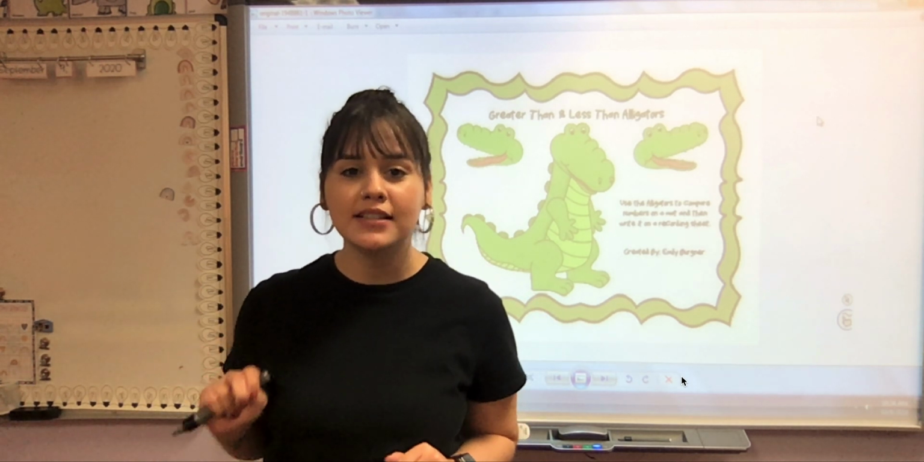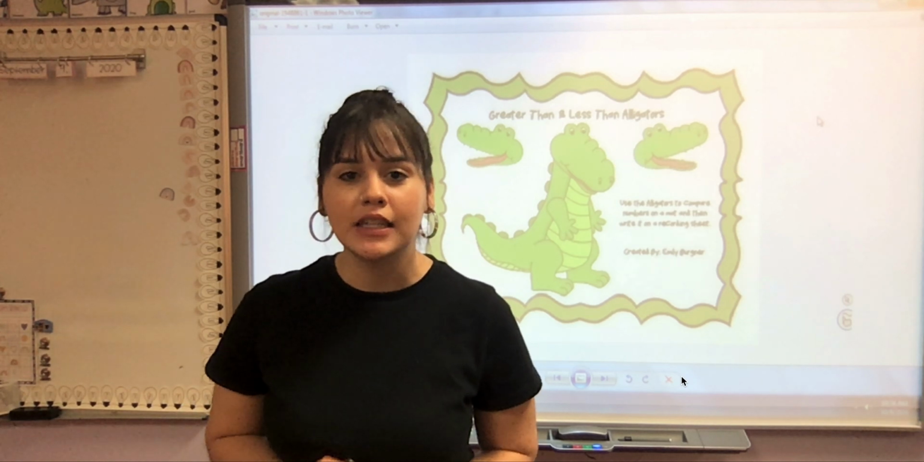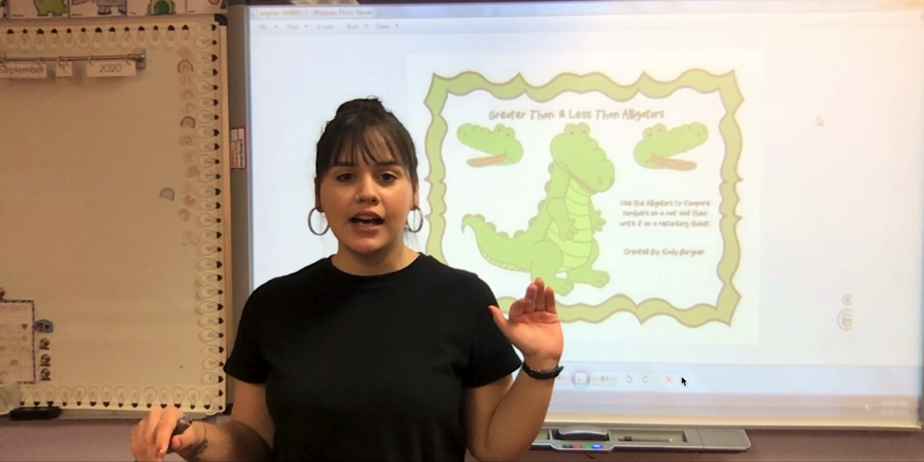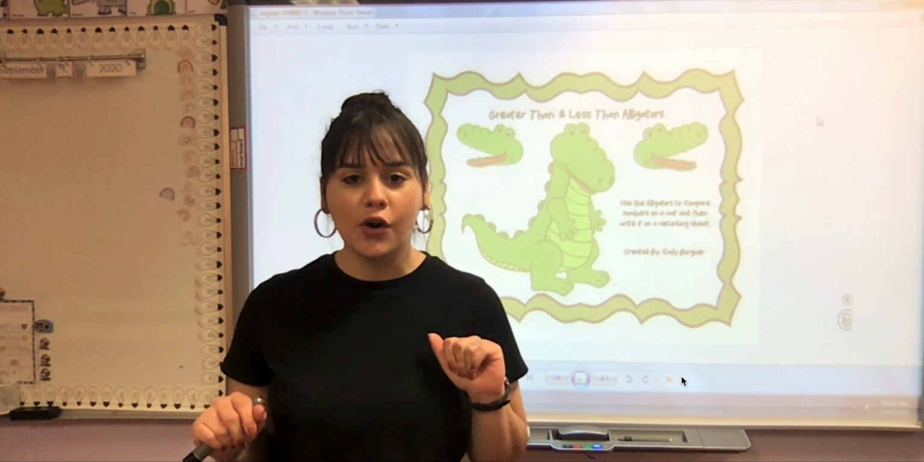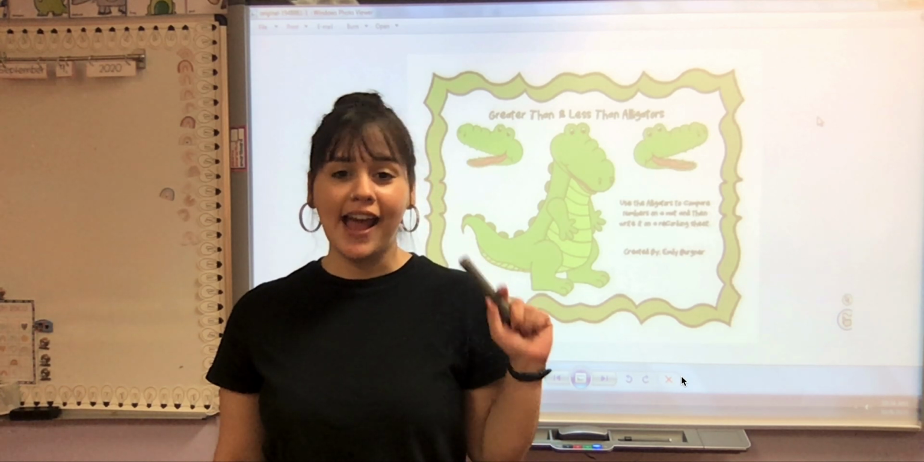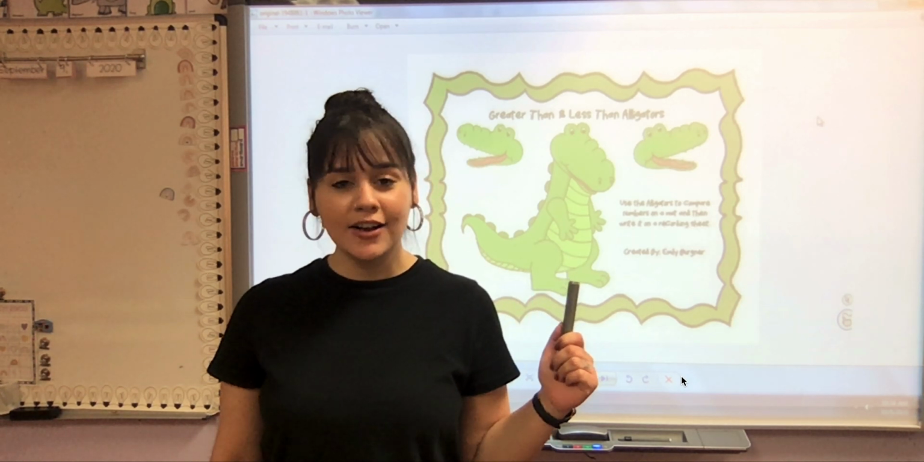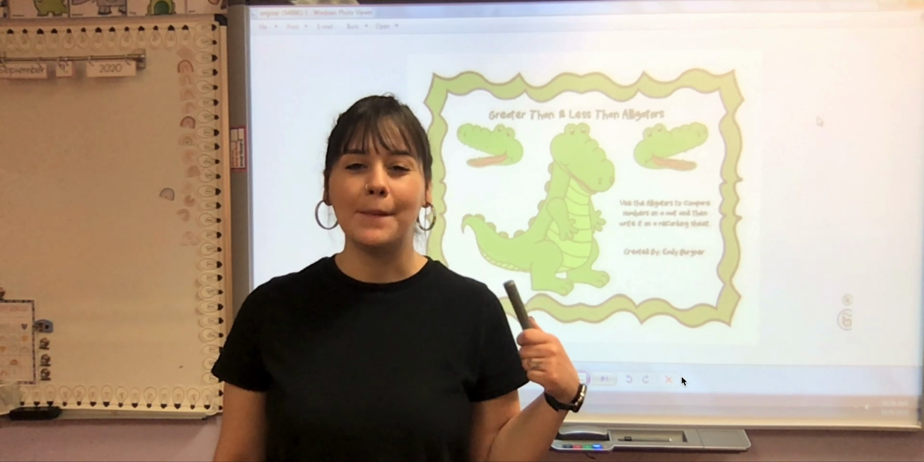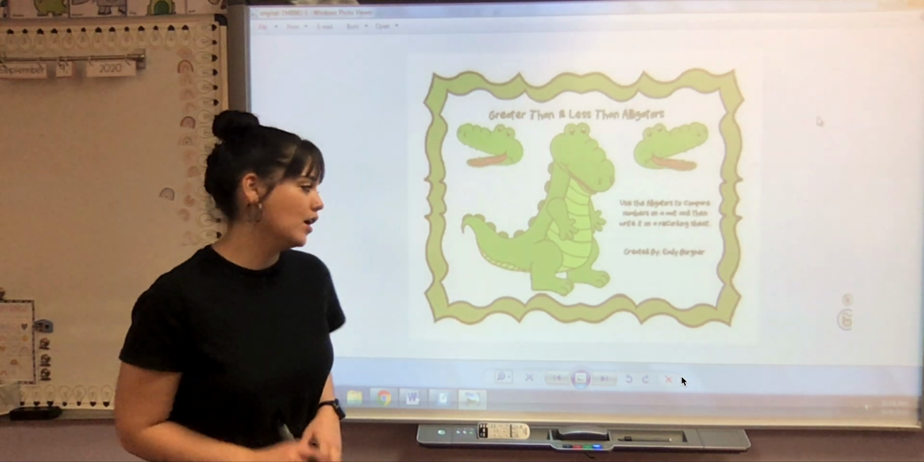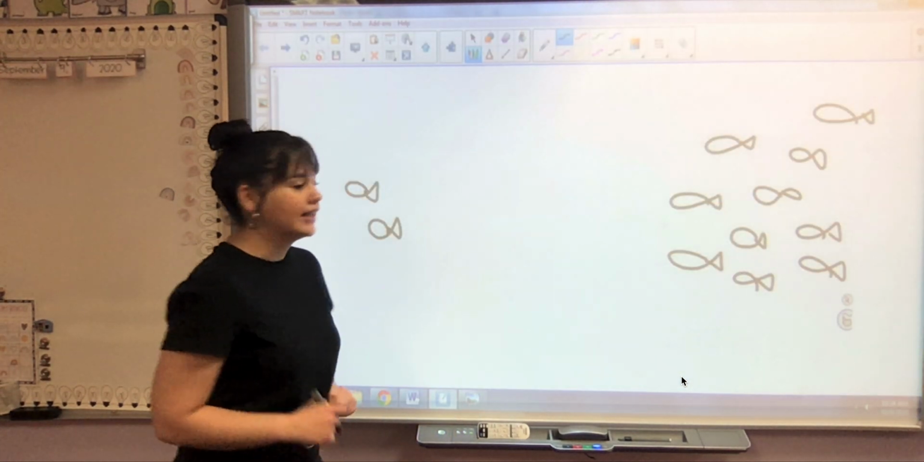So if I have 2 pieces of cake, he's always going to eat the bigger piece of cake. If I have 2 pieces of pizza, he's always going to go for the bigger piece of pizza. So this is my friend the alligator, and he is always hungry, and he is always looking for the biggest thing to eat. So let me talk to you a little bit more about my friend, the alligator.